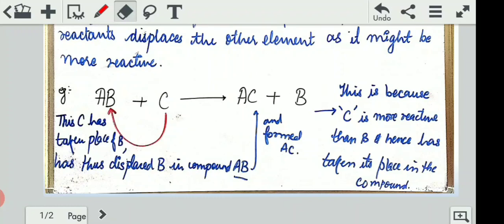This happens just because it is possible that C might be more reactive than B. It might have more reaction power, right? So it displaced B from AB and took its place.